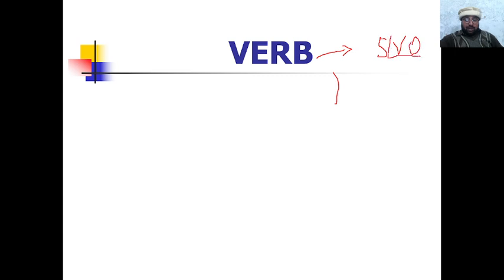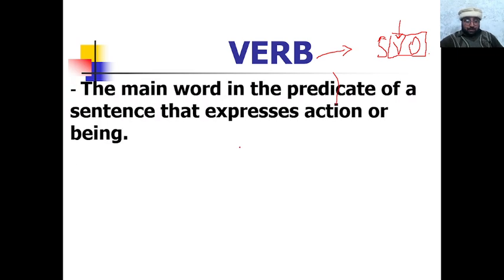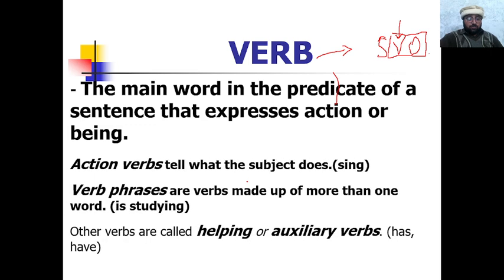So the pair where verbs and objects appear, we call it the predicate, and it is the most important thing in a predicate. Along with the subject, we would need a predicate to complete a sentence, and then after that, a full stop. Yes. So the main word in the predicate of a sentence that expresses action or state of being. Action verbs tell what the subject does. Like over here, it sings.